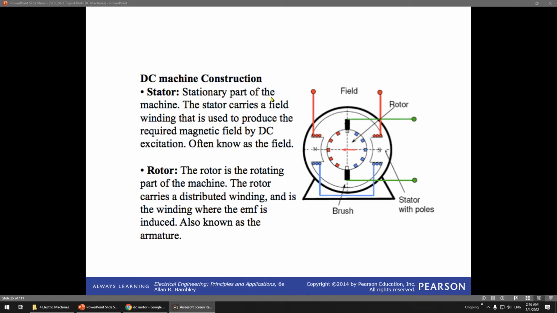This is the DC machine construction. Of course you have a stator and a rotor. You can see here, this is the field winding at the stator. This is the armature winding at the rotor. You can see the green one, the current goes to here. This is the brush, and you have a commutator here. This is the stator part with poles, which generates the magnetic field. This is a field winding, just to create a magnetic field.